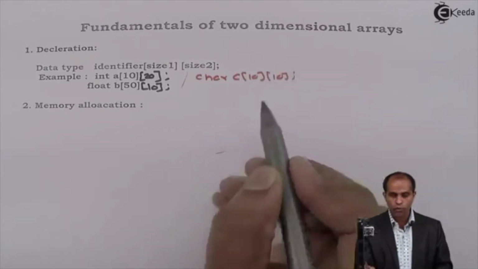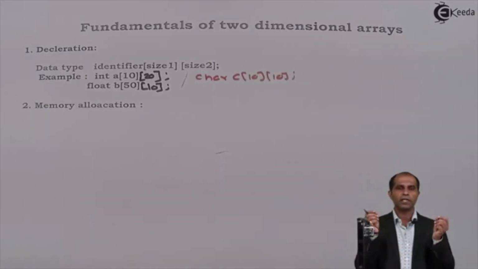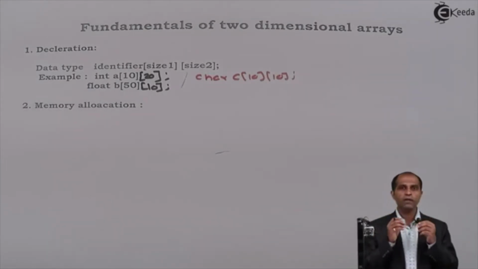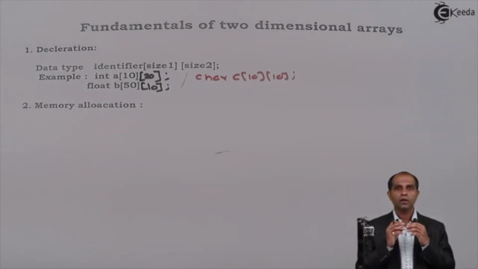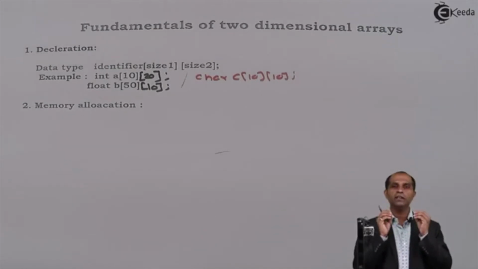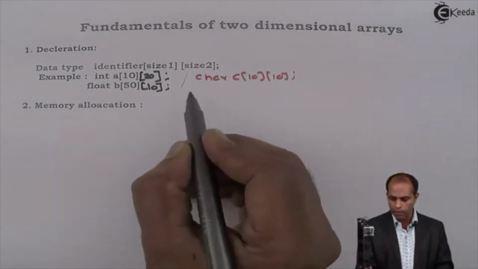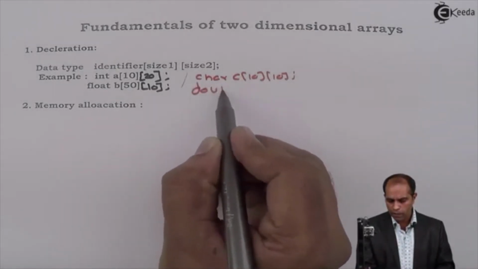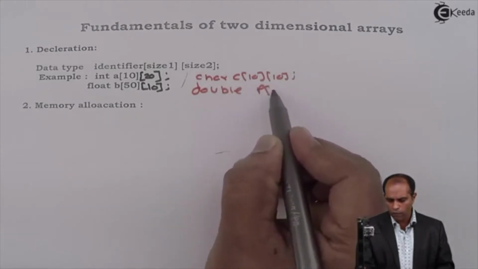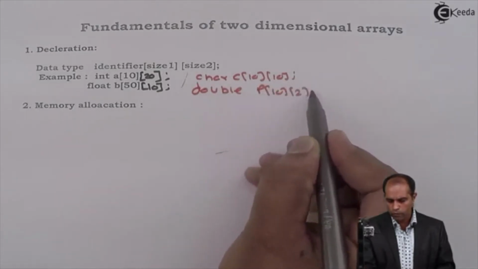Not that size 1 and size 2 have to be of different values. No, you can have size 1 and size 2 as the same value. You can have size 1 and size 2 with different values or the same values. But they should always be integer constants. They should not be variables. There should not be any fractional constant. I can have a variable of type double also. So I'll say double p of say 10, 2.